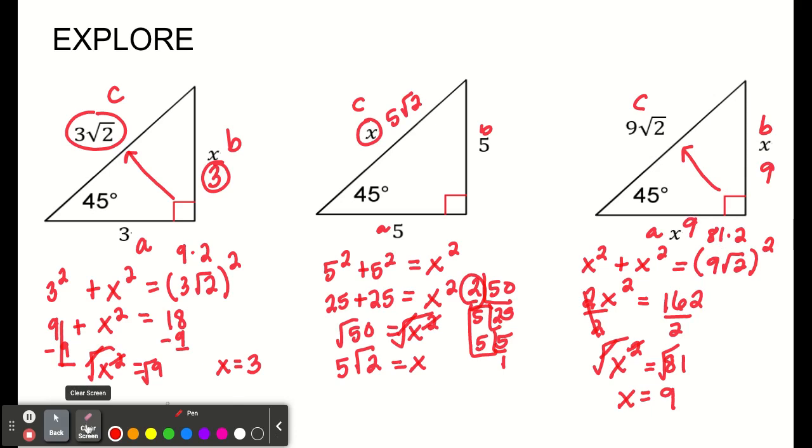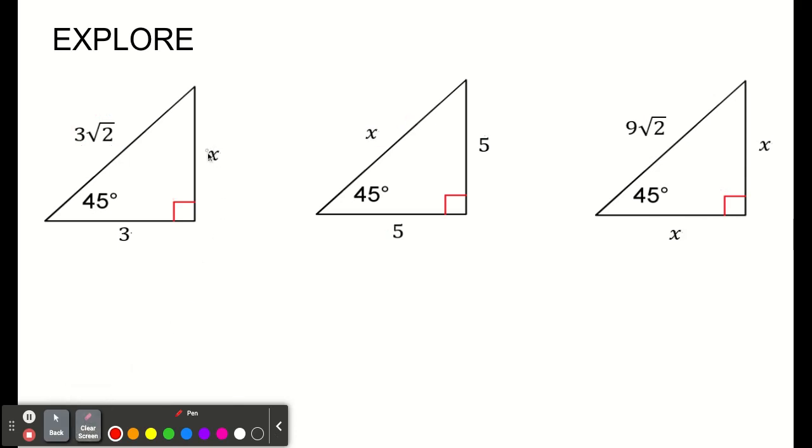So what I'm going to do now is I'm going to erase all of this so we can look at it with just the side lengths. I want you to look at these and try to recognize the relationship between the legs of the triangle and the hypotenuse of the triangle for each of these scenarios. So notice that our legs are always the same measure. And this is what's called an isosceles triangle.